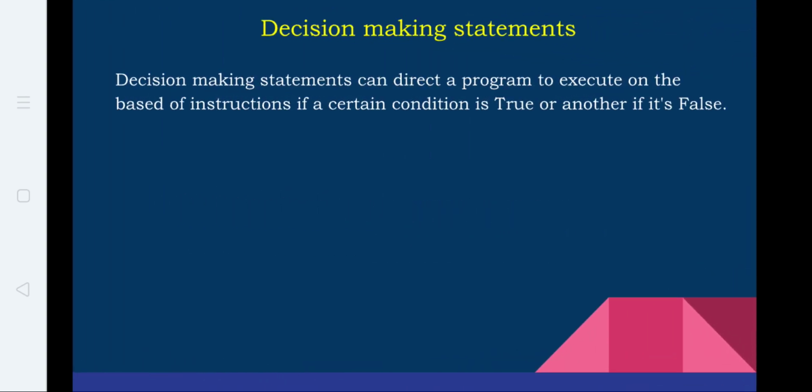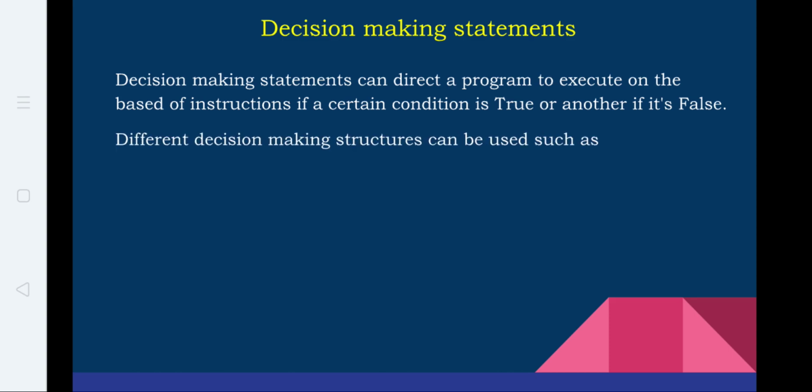Decision making statements can direct a program to execute on the basis of instructions if a certain condition is true or another if it is false. That means when the conditions are satisfied, if it is true, one block is executed, otherwise another block is executed. That is the purpose of decision making. It decides whether to execute or not. That is the decision making statement.